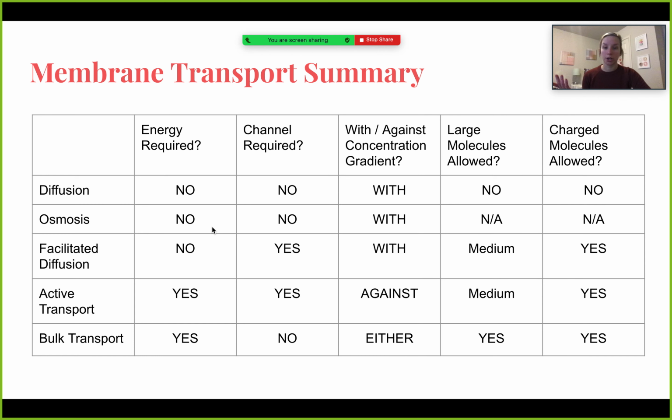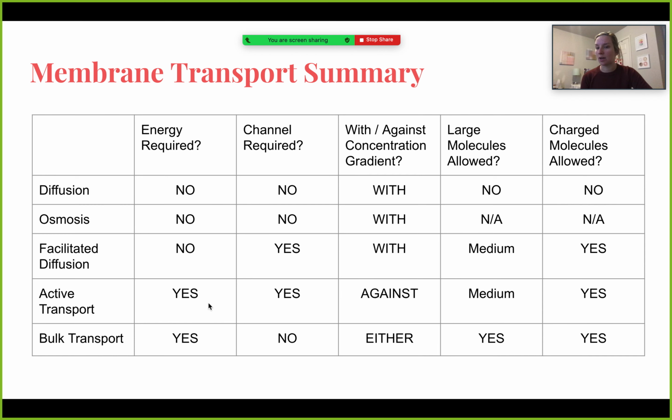Osmosis is just water, so all of these are going to be the same answers here. Large molecules, water is water. It's not going to be any larger or smaller, and then water is not going to have a different charge. It's always going to have the same charge. Facilitated diffusion does not require energy, which also means it goes with the gradient. It does require a channel, however. And I'd say medium-sized molecules are allowed, and then charged molecules are allowed as well.